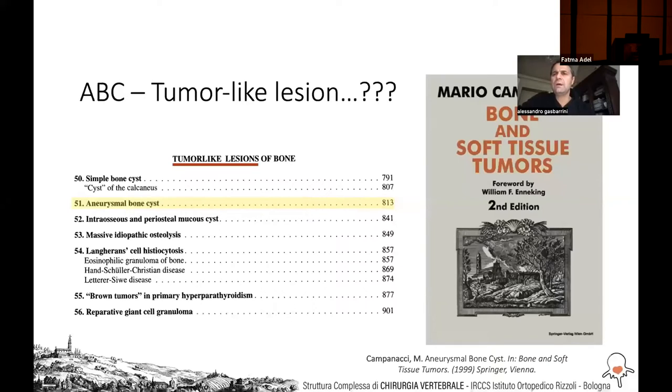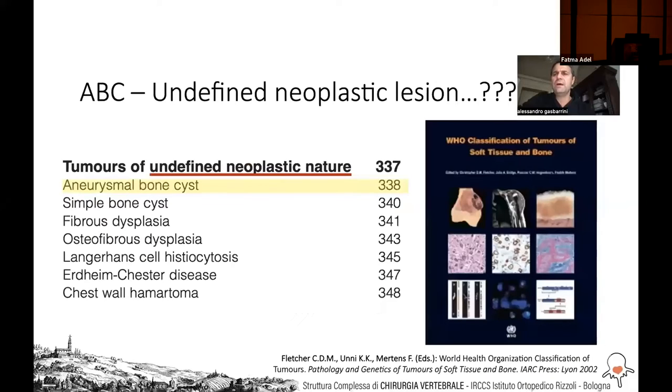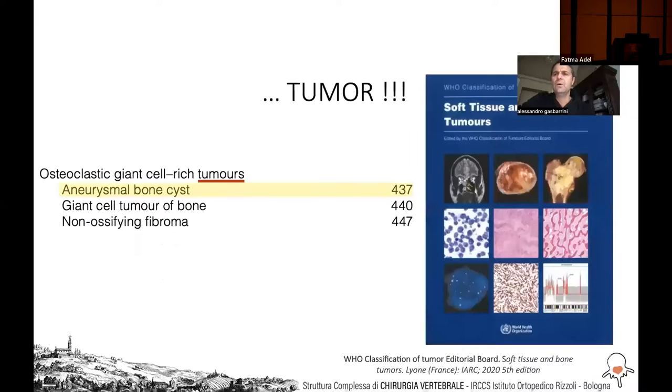In the book published in 1999, written by Mario Campanacci, this lesion was reported in the tumor-like lesion chapter. Also in 2002, in the classification of tumors by the World Health Organization, we find the aneurysmal bone cyst in the undefined neoplastic nature category. While in the same classification in 2020, we find it among osteoclastic giant cell-rich tumors, so defined as a tumor.